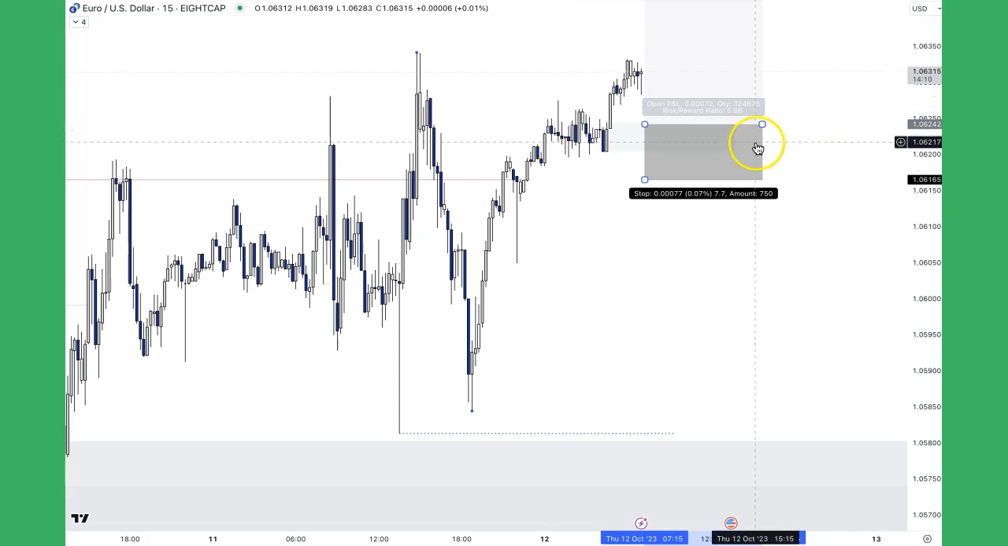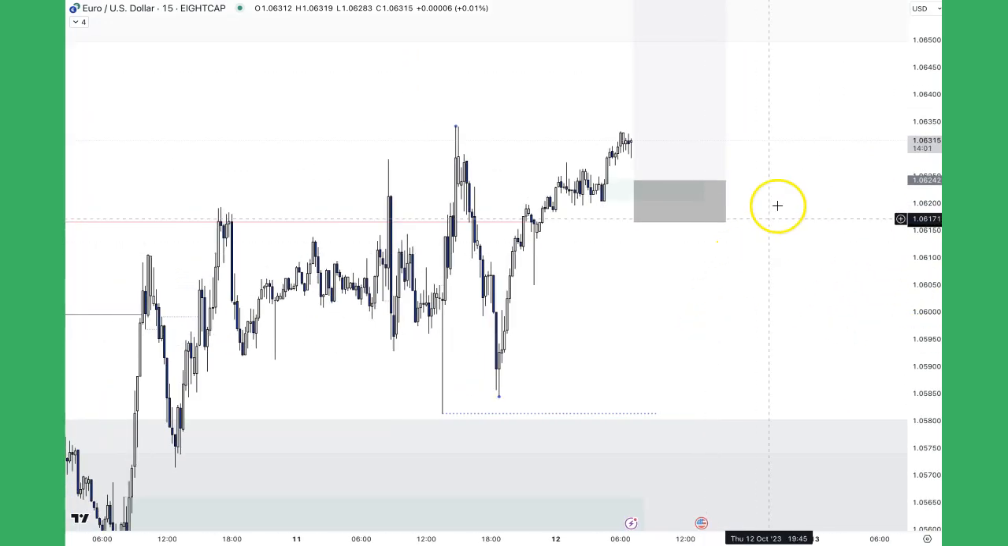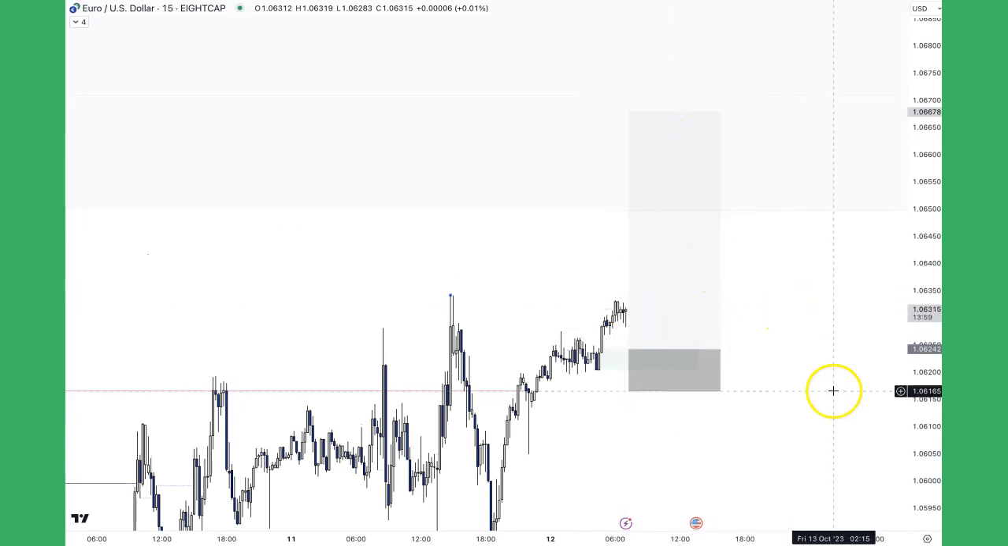So London opens now, in fact just about now, and we can look at playing longs and going further up. That's it.